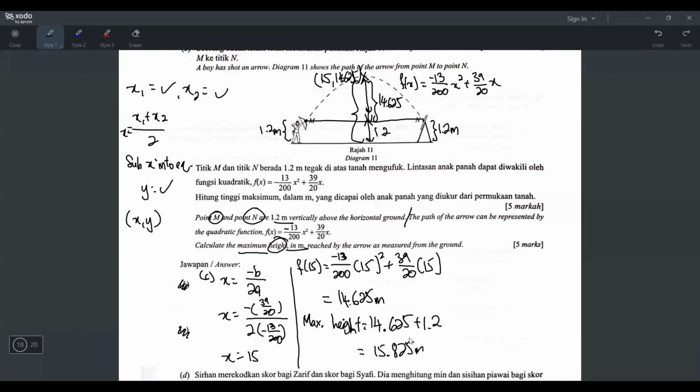Okay, let me try with my calculator. 15 squared times 13 divided by 200, negative answer. Okay, wait. Divide 20 times 15.